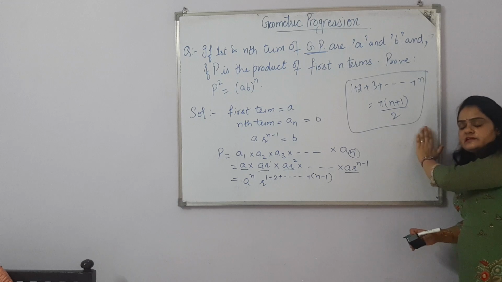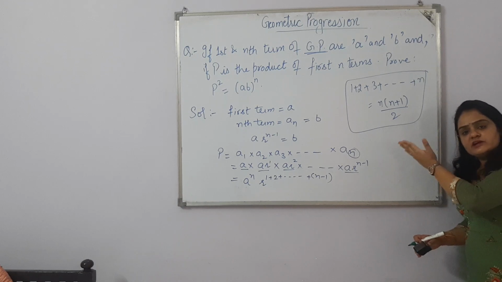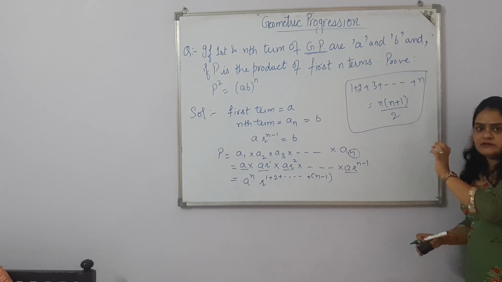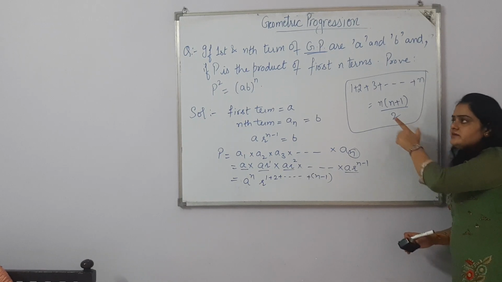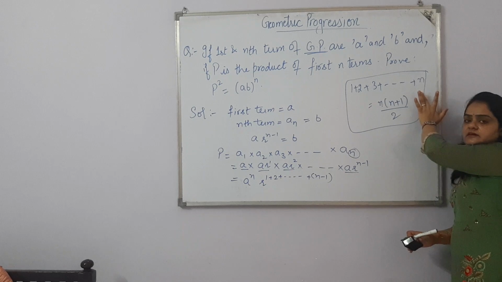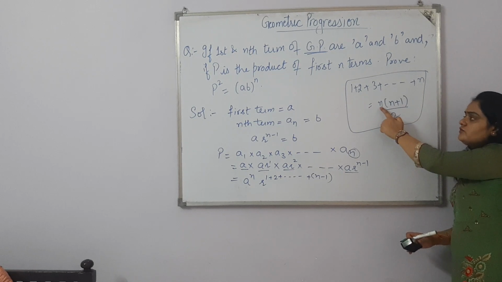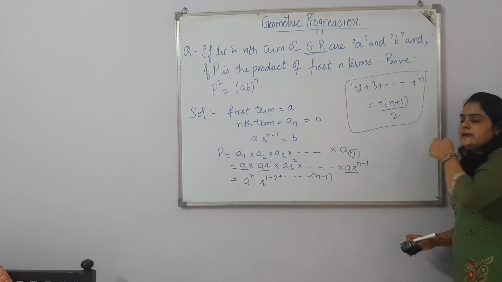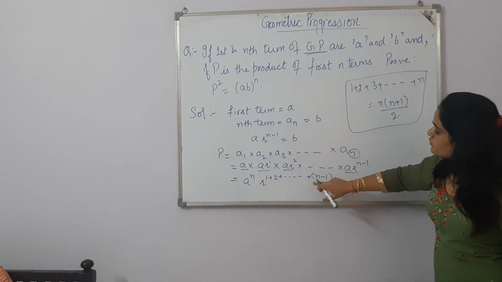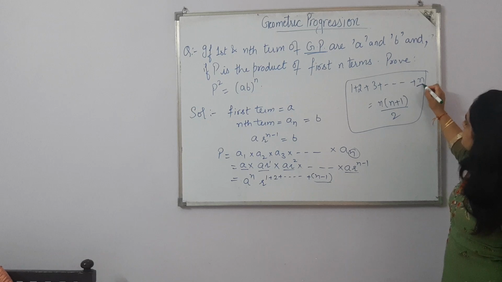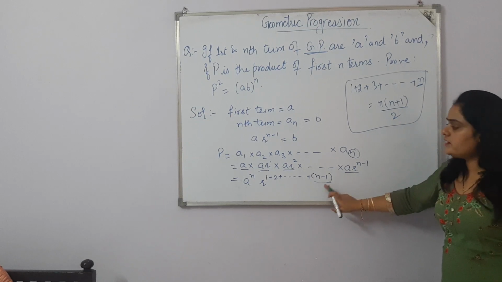There are 2 more results like this, but later on we'll do them. Whenever the question comes, I will dictate that relation as well. Now, just remember one relation, that the sum of the first n natural numbers is equal to n into n plus 1 by 2. Now, here it is 1 plus 2 plus 3 and so on up to n minus 1. Here it is n, but here it is n minus 1.